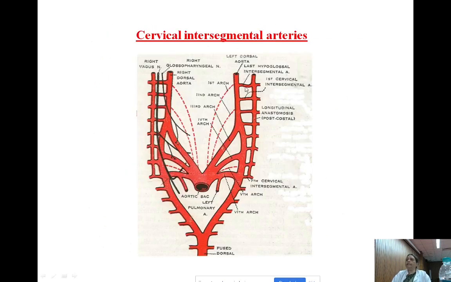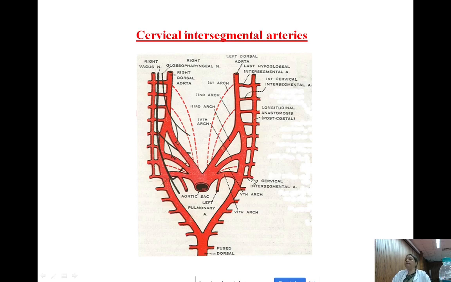Now here you can see that the dorsal aorta also gives the intersegmental arteries. This is the first cervical intersegmental artery. Above that is the cranial artery. There are so many arteries there. The hypoglossal is shown here. So this is the first intersegmental, second, third, fourth, fifth, sixth and seventh. Now the first six intersegmental arteries on both sides will fuse with each other and form the vertebral artery and also a few other arteries of the neck.